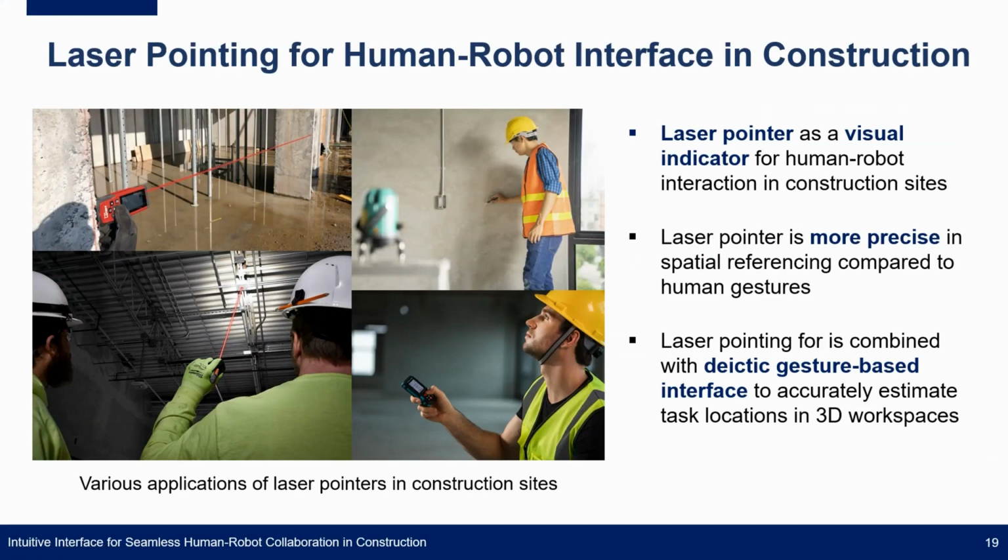Our approach was to use laser pointers as a visual indicator. So the human instructor can clearly see where they are pointing, and the robot observers can better understand where the human is pointing. The reason we chose the laser pointer is that they are currently commonly used on construction sites for various purposes, as you see in these images.